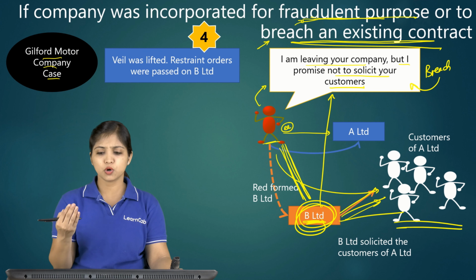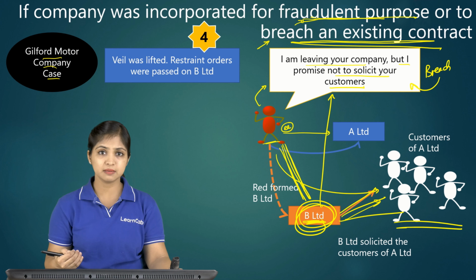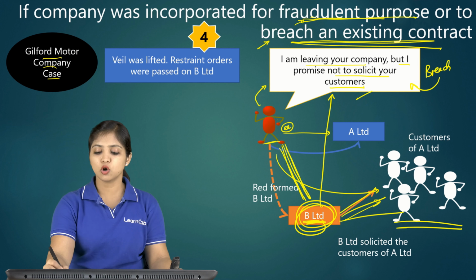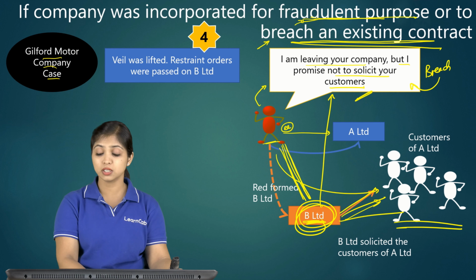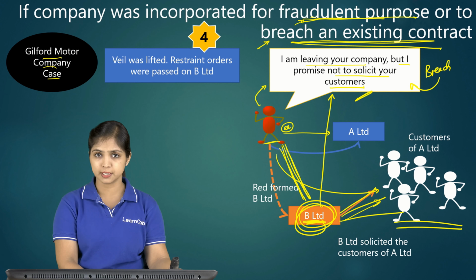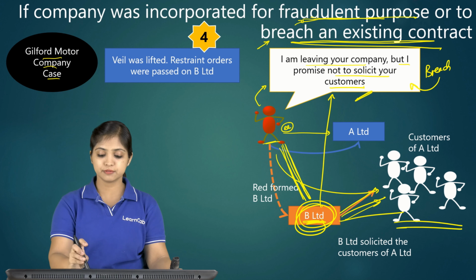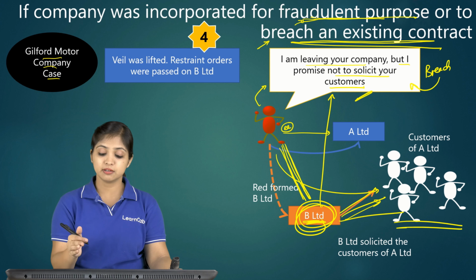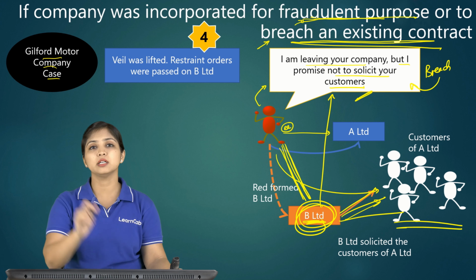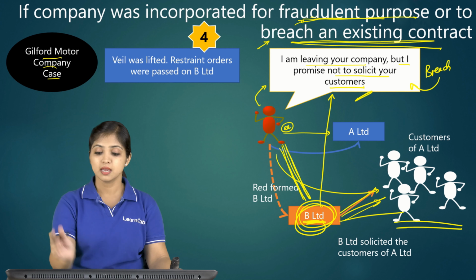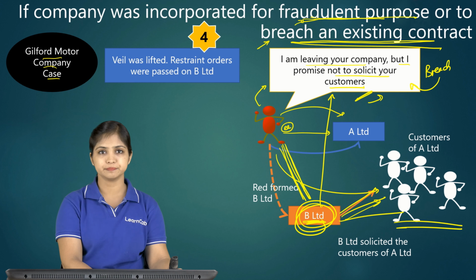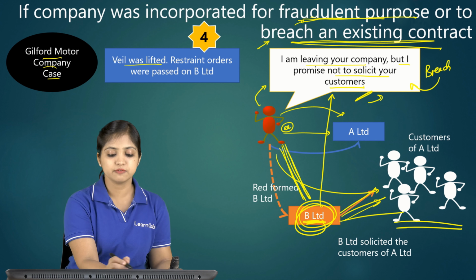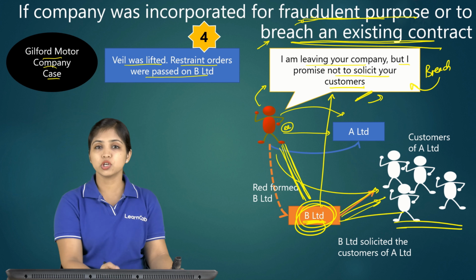See, even over here, what was the whole objective? Why did Red create B Limited? Because indirectly, he did not want to follow this contract. He wanted to somehow be able to deal with A Limited's customers. That's why he created B Limited. So that is why the veil will be lifted. It will be treated as if Red and B Limited are one and the same. It will be treated as if Red is the person who has entered into a contract with A Limited's customers. Hence, it will amount to a breach of contract. Red will have to pay damages to A Limited. Alright, veil was lifted.